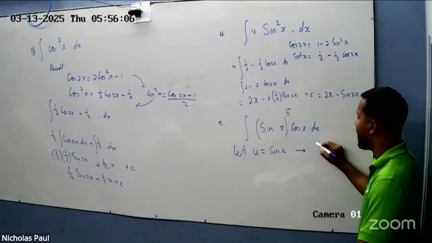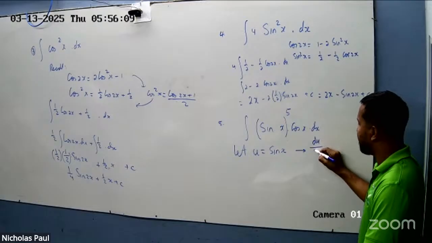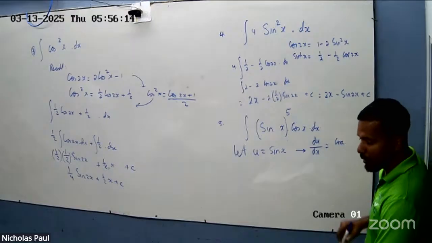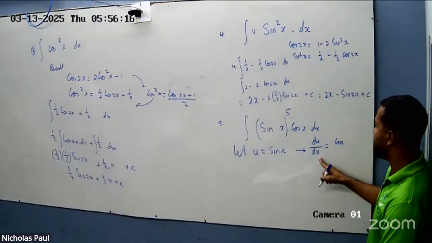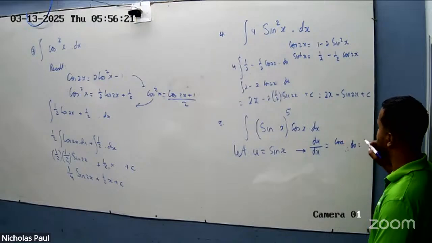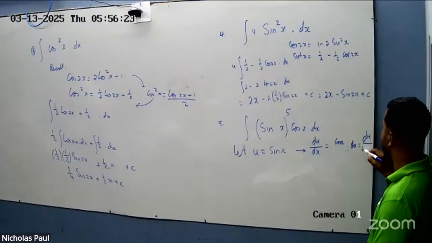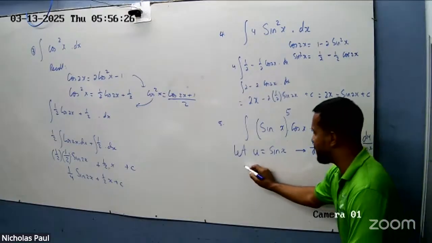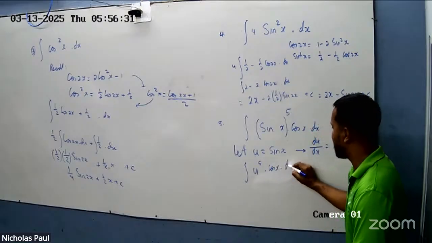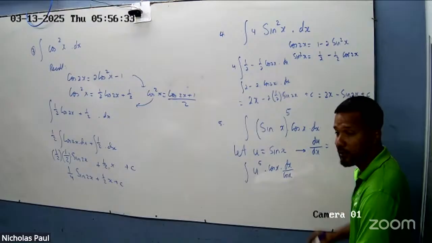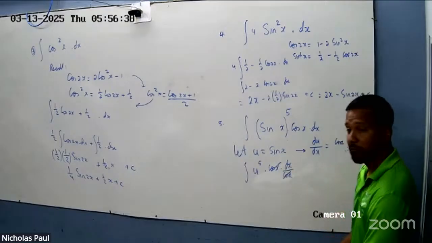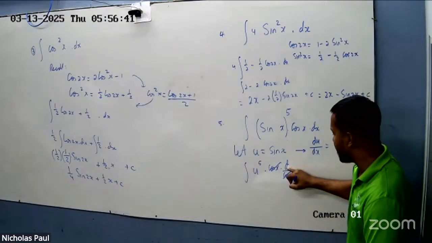All right, so watch here. So du/dx is equal to the differential of sine x, cos x. If I make dx the subject, I get dx equal to du over cos x. So when I make a substitution, I'll get the integral of u to the 5 times cos x times dx over cos x. What will happen? Cos x will cancel, right? And now, sorry, this is du.